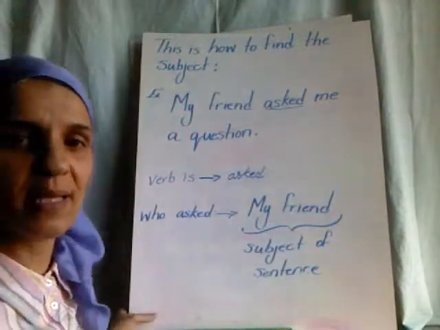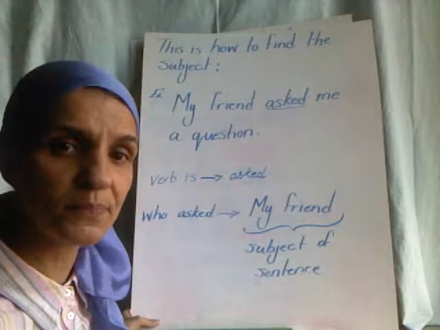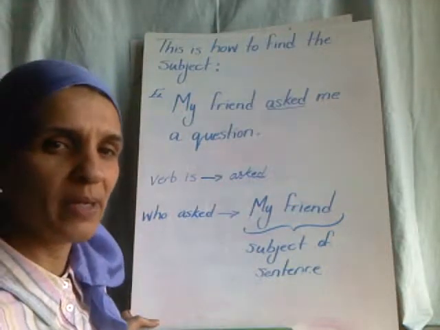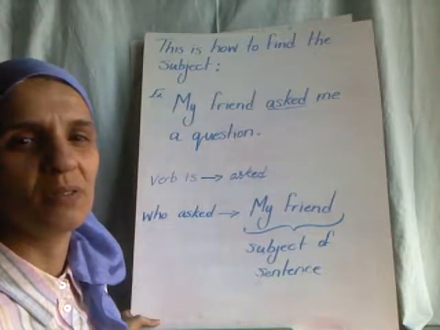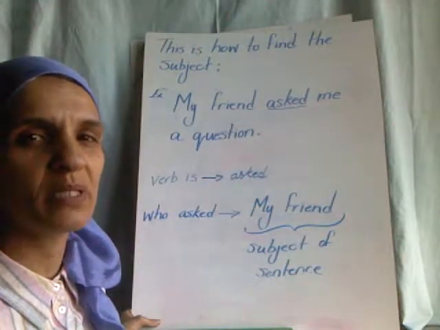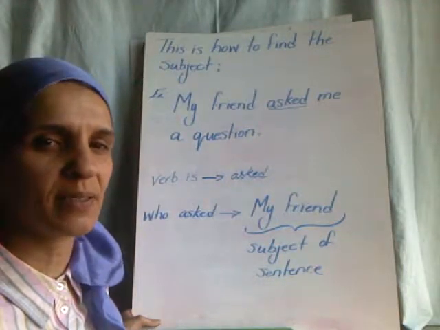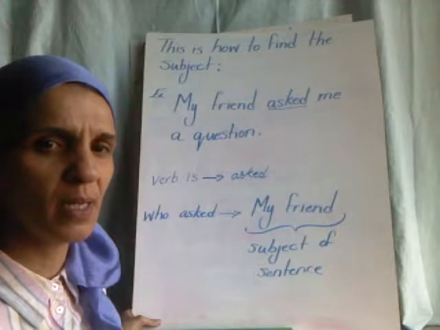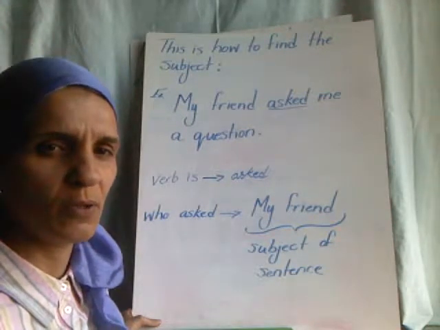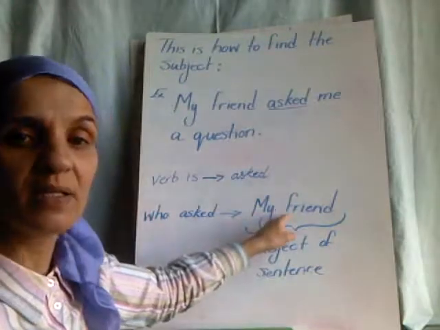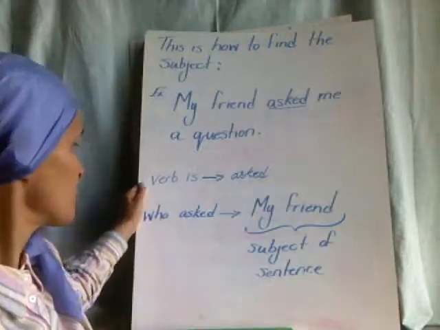This is another example to show you how we find the subject. Let's look at the example here. My friend asked me a question. What's my verb? It's the word asked. Verb or action word, that's the word asked. That's the doing word. Who asked me? Who's doing the asking? My friend is asking, so my friend is my subject.